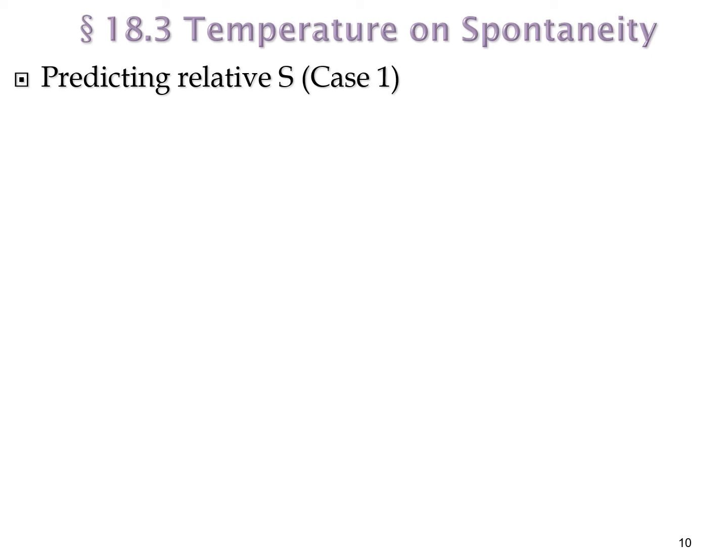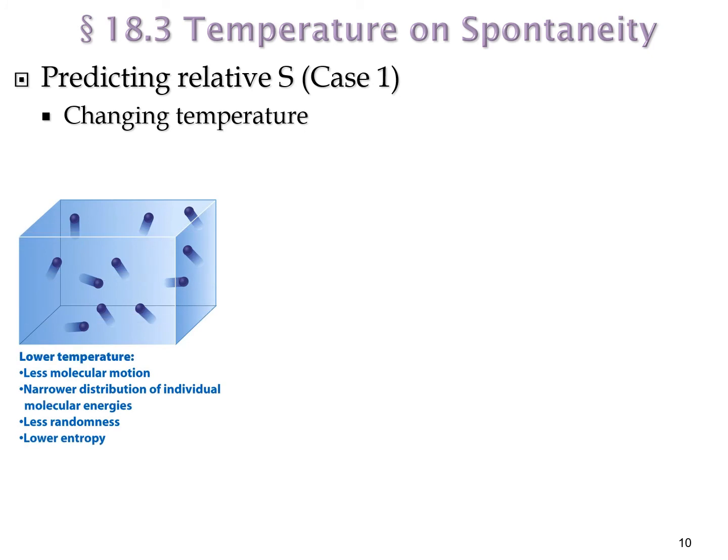There are a few cases where we can use our common knowledge and our understanding of entropy to predict whether the entropy is going to increase or decrease. One of the most important cases is changing temperature. Let's imagine you have gas particles in a room or in a box.